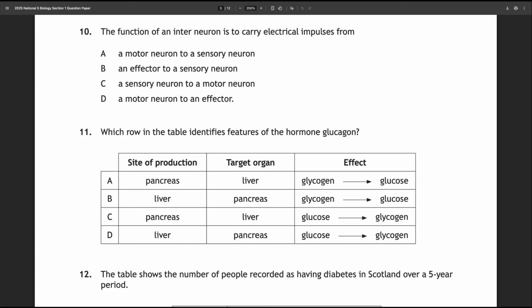Okay, it can't be A because you'd be going the wrong way there, going from the motor back to the sensory. And B, the effector is at the very end, beyond the motor neuron. So that doesn't make sense. And for D, the motor neuron to the effector, that happens after the interneuron. Okay, so that one wouldn't make sense either. So it's only C that makes any sense for this particular one.